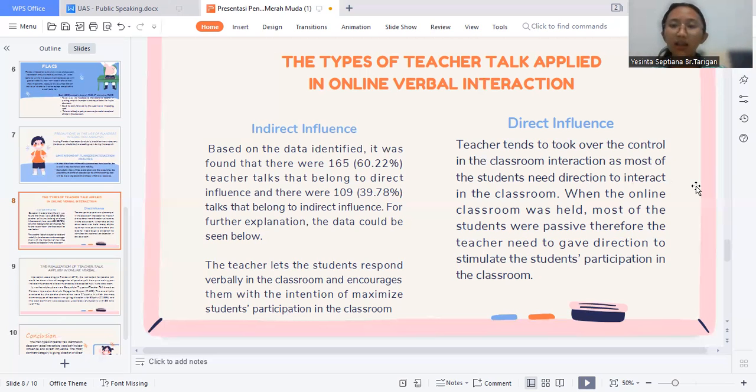And then the direct influence. Teachers tend to take over the control in the classroom interaction, as most of the students need direction to interact in the classroom. When the online classroom was held, most of the students were passive. Therefore, the teacher needs to give direction to stimulate the students' participation in the classroom.